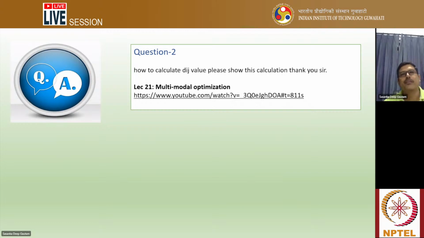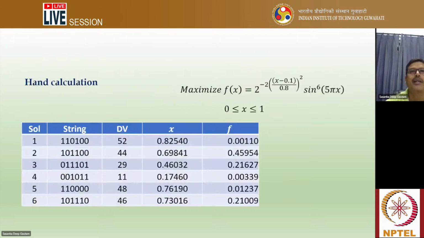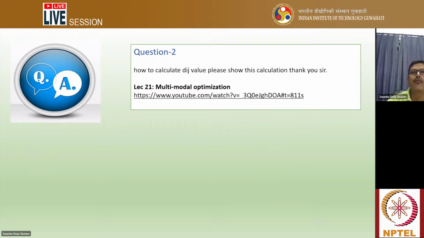Now let us go to the next question. The next question is how to calculate the dij value. One student has asked this in the case of multimodal function. When I discussed a multimodal function, that means the genetic algorithm has the capability to capture all the local as well as global optimal solutions of a problem. There we consider the crowding distance, and in order to calculate it, we need to calculate dij. The student is asking how to calculate this dij. That is basically the Euclidean distance.